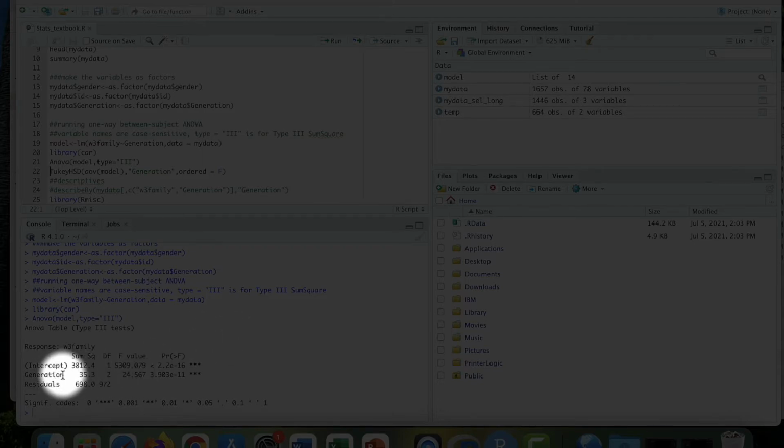So generation, this is the independent variable, for second and third generation. And the F value is here. The degrees of freedom between groups is here. The degrees of freedom error is here, also known as residuals. And the F value is large. And the p-value is 3.903 to the negative 11th power.